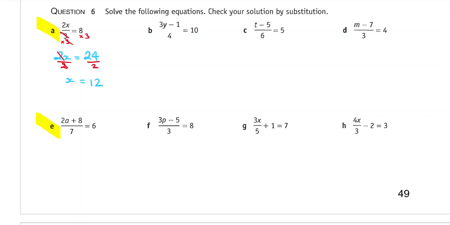Let's times the 7. We will have 2a plus 8 equals 42. Okay, now out of these two, the 8 is next. Let's subtract it. 2a equals 34. And last step, divide the 2.